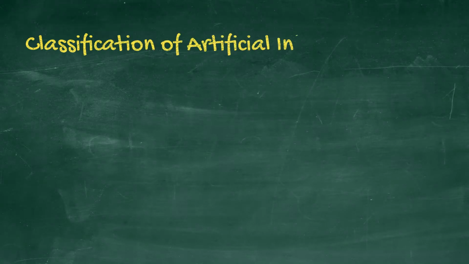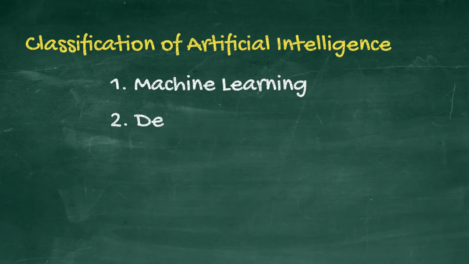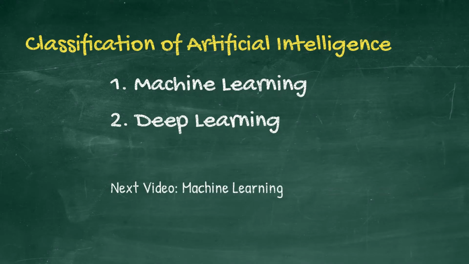Last but not least, artificial intelligence can be divided into two subfields. The first one is machine learning, while the second one is deep learning. In the next video, we are going to focus on machine learning in detail.